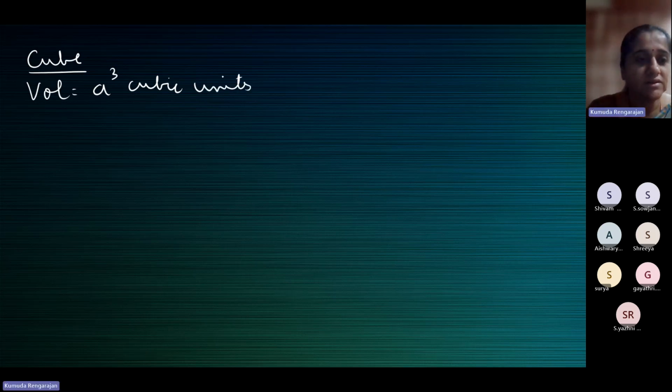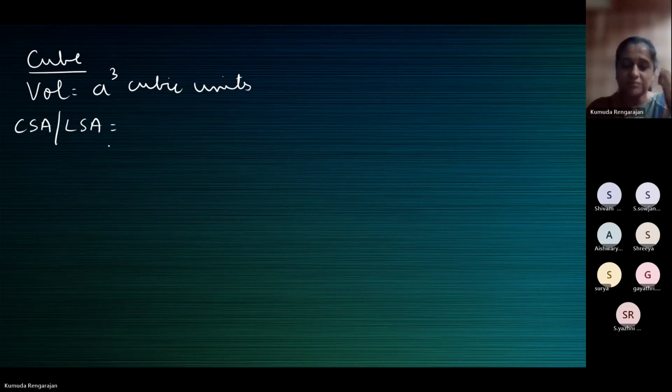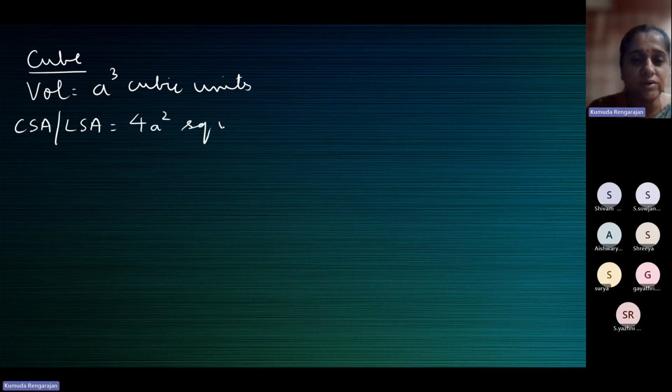Curved surface area, CSA, or lateral surface area of a cube is given by the area of 4 walls. Each face is a square with area A squared. So 4 faces, 4A squared, 4A squared square units.